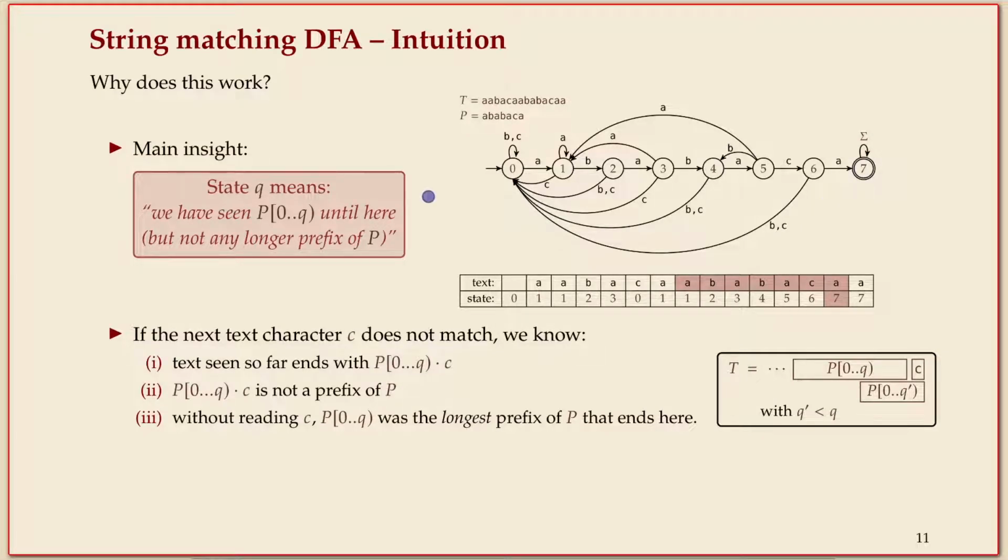The key insight that makes this work here is the following. You're in this state Q, in a certain position, in a certain number Q. If you were able to find the first Q characters of the pattern in the text up to this position, so as a suffix of the part of the text you've read so far, you find a prefix of the pattern. And it's positions 0 up to Q exclusive, so it's length Q. The number of characters you could match is Q. And also important, there's no longer prefix of P that you could find this way.